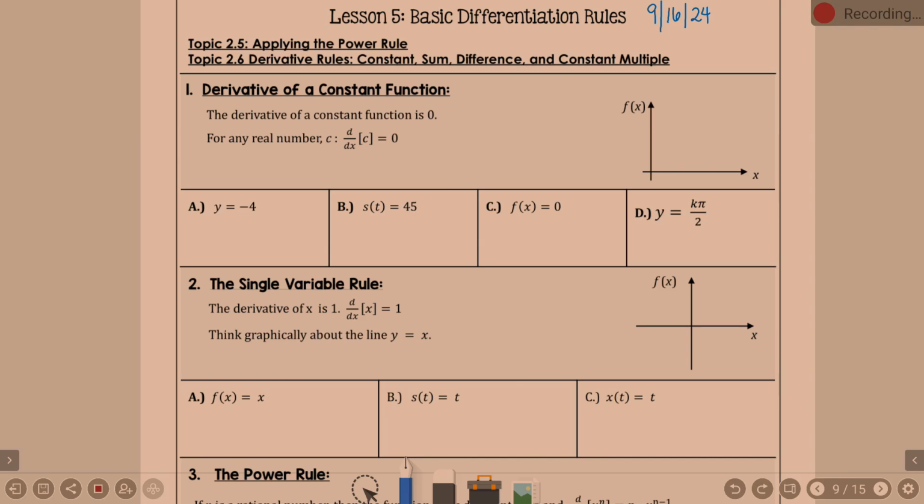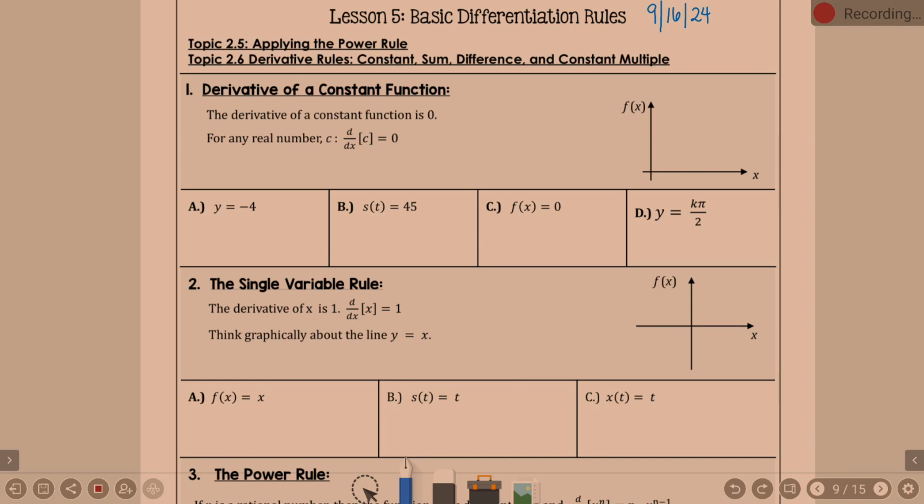We're going to start very basic and go from there. Okay, so our first is the derivative of a constant. And I almost wish we didn't start with this, but it is what it is. So the derivative of a constant is 0. So what's a constant function look like?